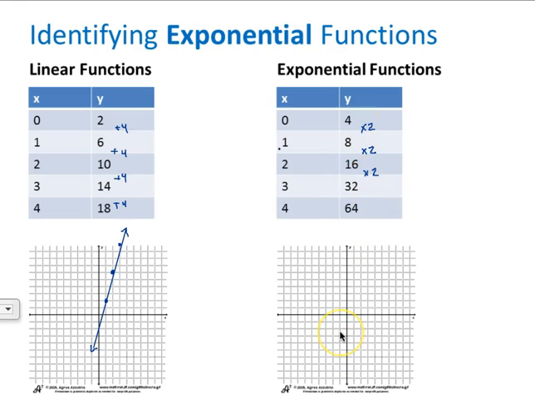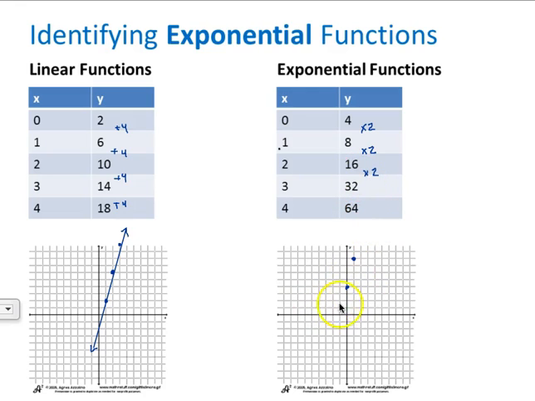But what does it look like when we graph it? Is it going to be a straight line? No, it's not going to be a straight line. What shape are we going to get? So let's go ahead and graph this. So (0, 4), (1, 8), (3, 32), so it's going to be way up here.